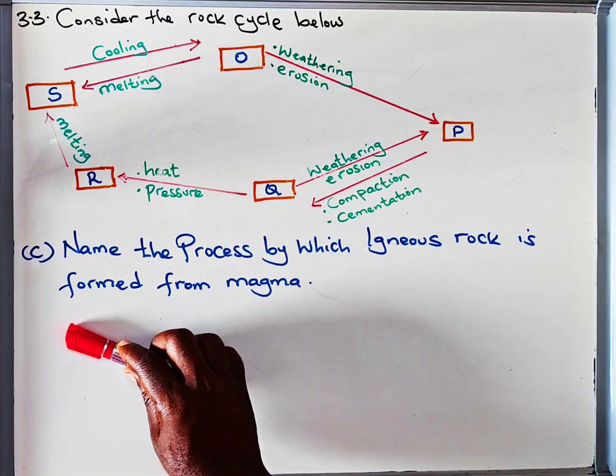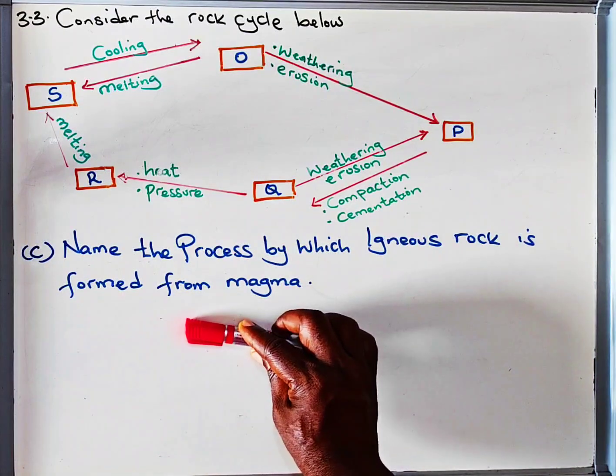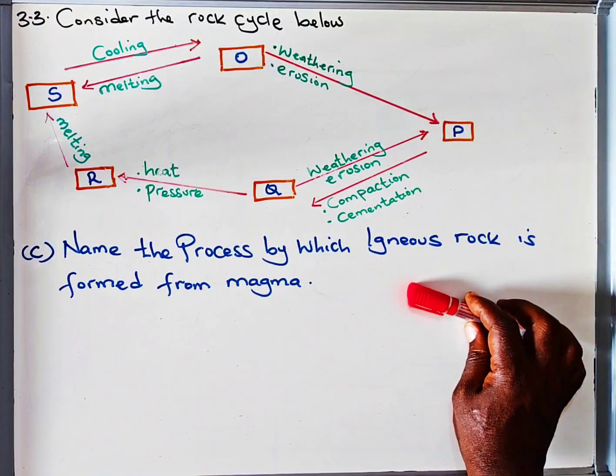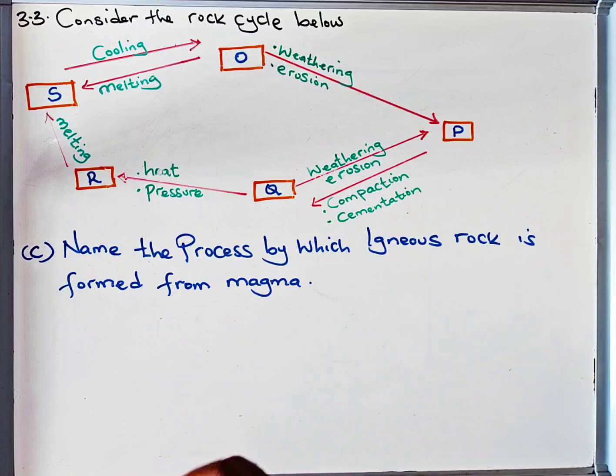Then we come to this question. It says, name the process by which igneous rock is formed from magma. What process is that? The process is cooling.